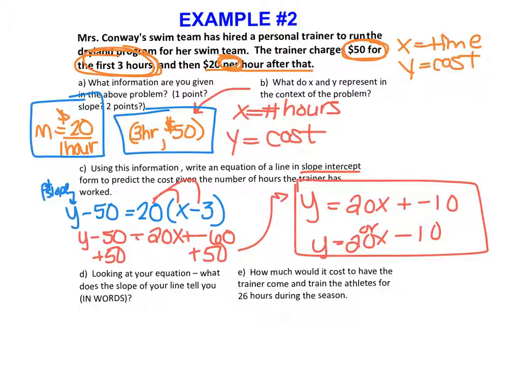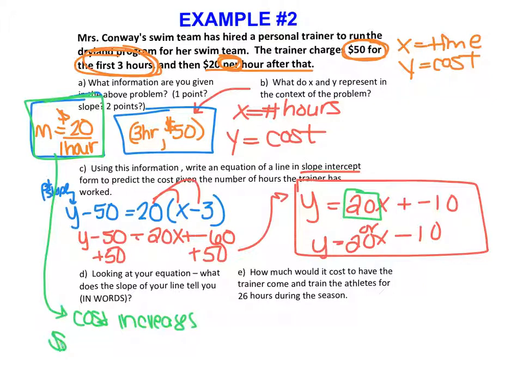Moving on to part D, this says to look at our equation and to describe what the slope means in words. So here we can see that our slope is 20. We can also go back up here and note that our slope is also 20 up here, and we described it a little bit more in part A. So what this is really saying is that our cost for our dryland trainer increases $20 per hour. That's what our slope is saying. It's $20 per 1 hour that cost will increase.